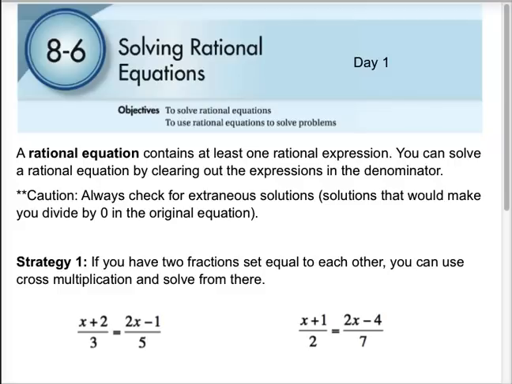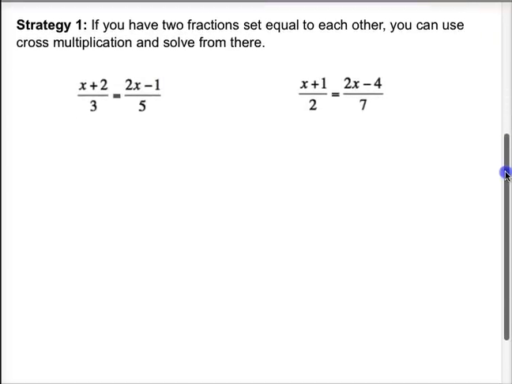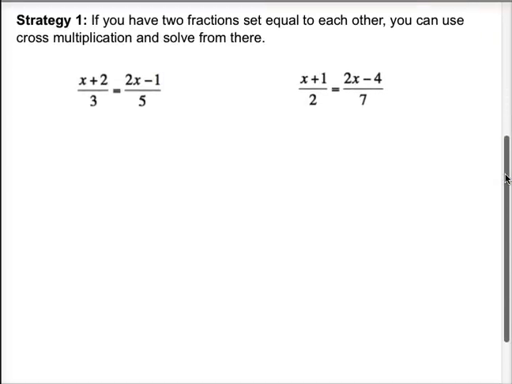All right? Now today we're going to talk about two main strategies to solving these things. Our first strategy. If you have two fractions that equal each other, you can use cross multiplication and solve from there. This is something I know we did back in Expo, and maybe even earlier than that. If you just have two fractions set equal to each other, all you have to do is cross multiply. So 5 times x plus 2 is going to equal 3 times 2x minus 1. Now you just have something linear that you can solve.